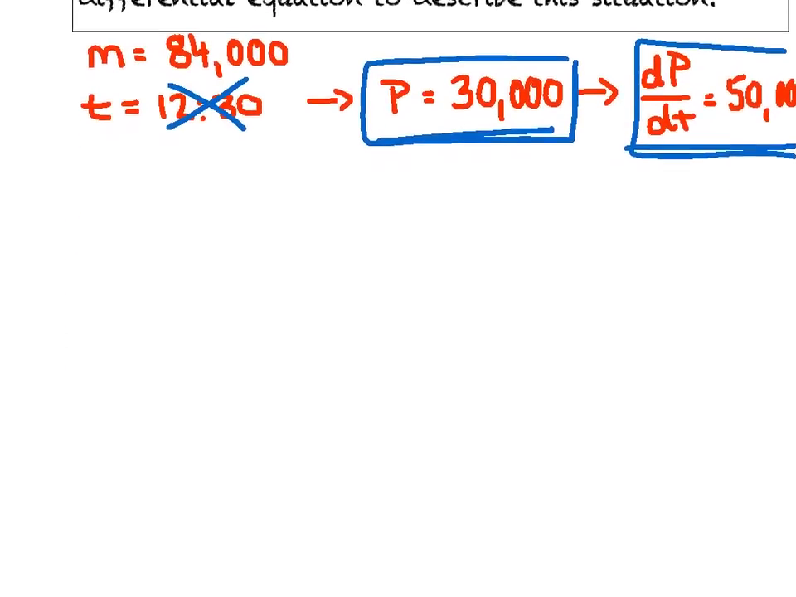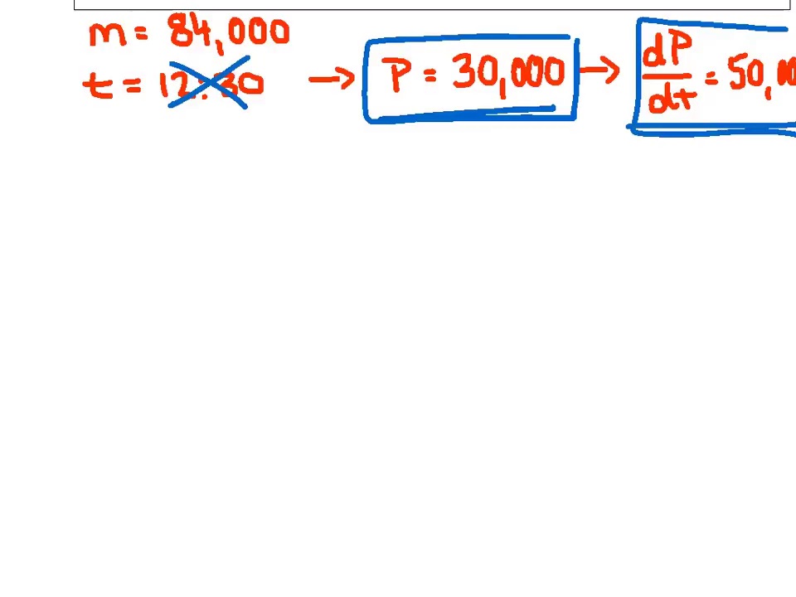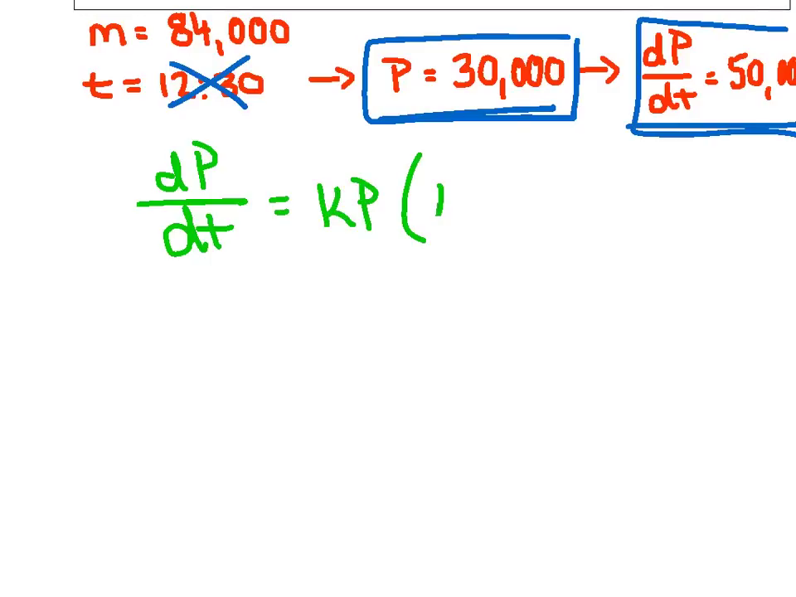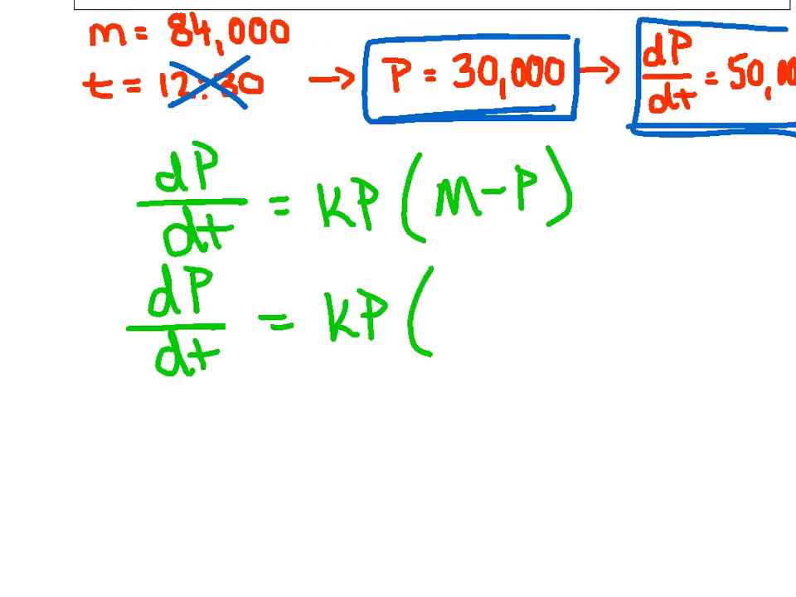Now, as far as writing our equation, my model starts off with the idea that dP/dt is equal to k times P times the quantity M minus P. Let's see, what do we know? We know that M is locked in at 84,000. And I'm gonna go nice and slow. Let's say dP/dt equals k times P times 84,000 minus P.